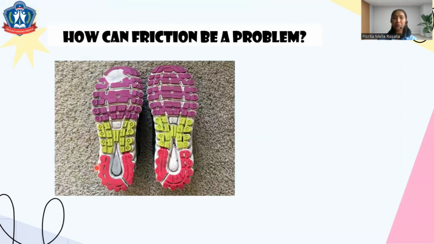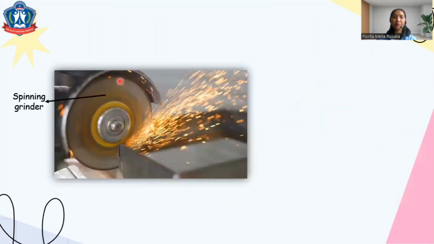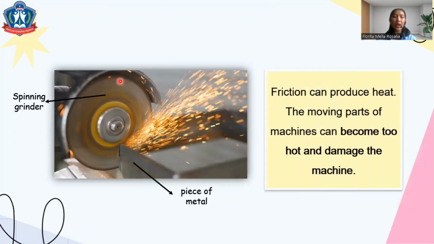So how can friction be a problem? If you have worn out soles of your shoes, here because of the friction. Friction causes the soles of the shoes to wear out. If the soles of the shoes are worn out like this, they cannot grip the ground well. The next one, a spinning grinder. When we have the grinder here, friction can produce heat, and the moving parts of machines can get too hot and damage the machine.